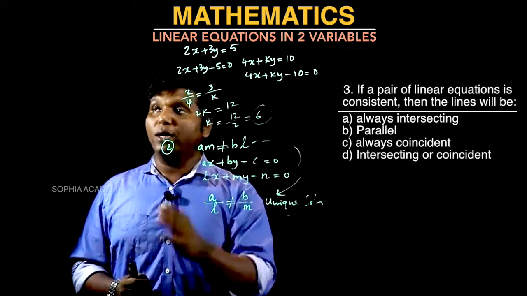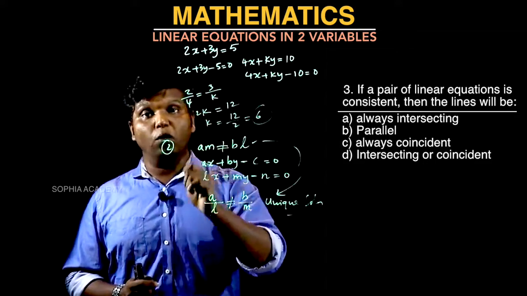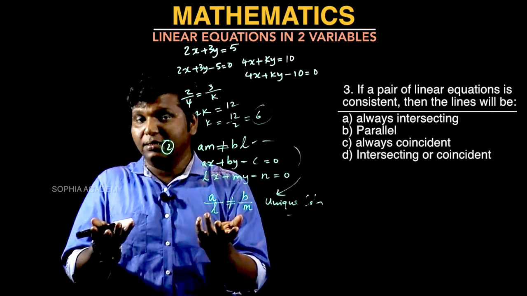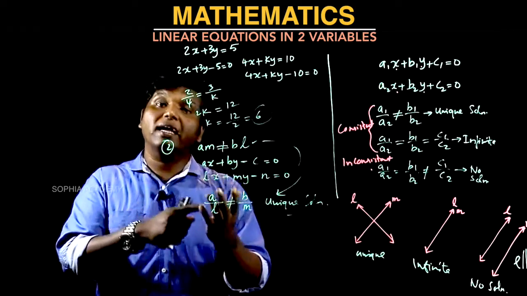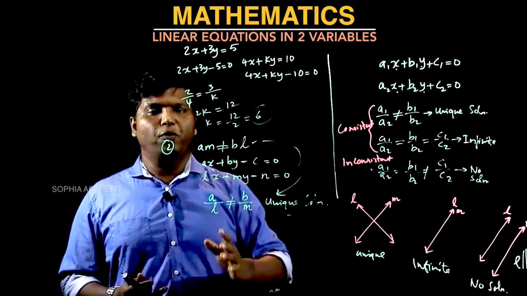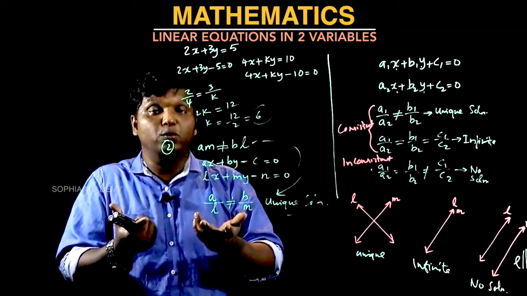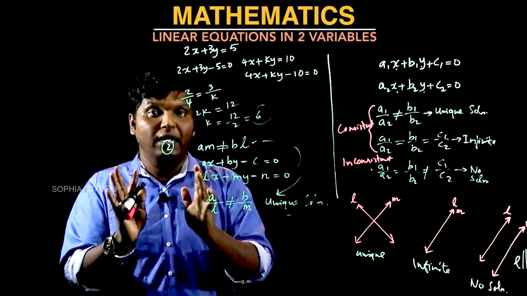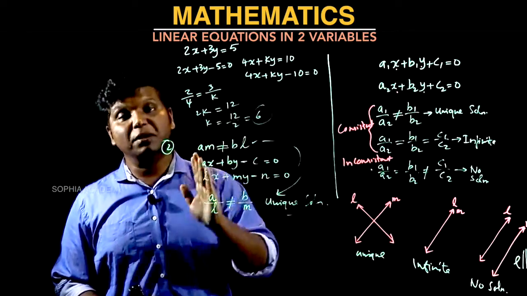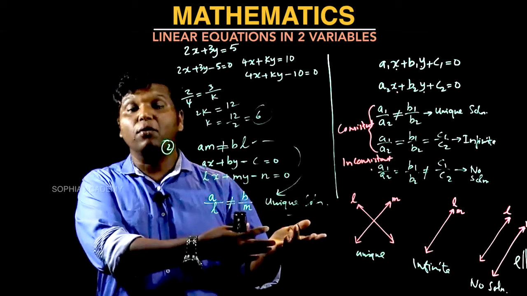Options are there before you. What is the first option? They are intersecting. Second one, they are parallel. Third one, they are always coincident. The fourth one, they are intersecting or coincident. That means they can intersect or they can coincide. Coincide means one lying above another. So tell me, for a condition of consistency, it should have a solution. It's not mentioned that it should have a unique solution or plenty of solutions. It's only mentioned that it must have a solution, that's all. It can be a single solution, meaning a unique solution, or it can have plenty of solutions.